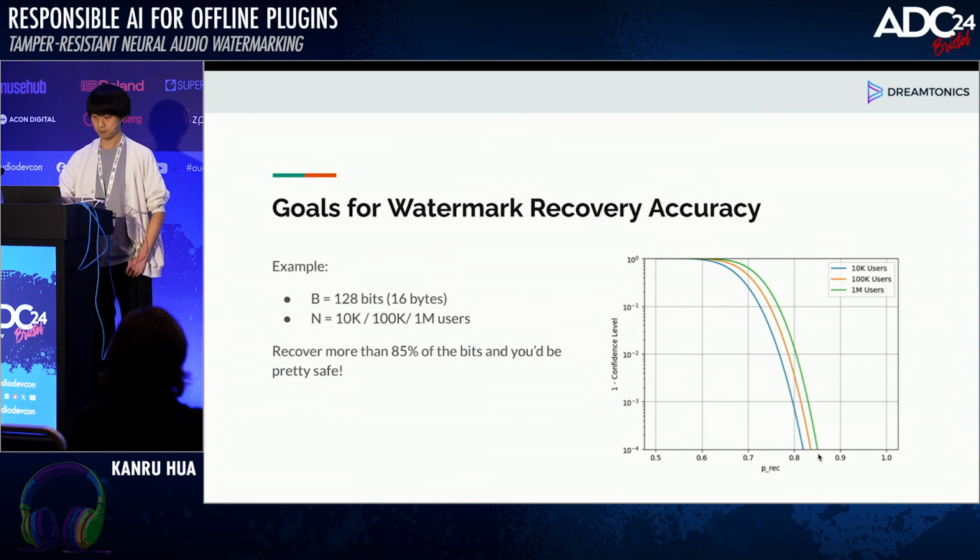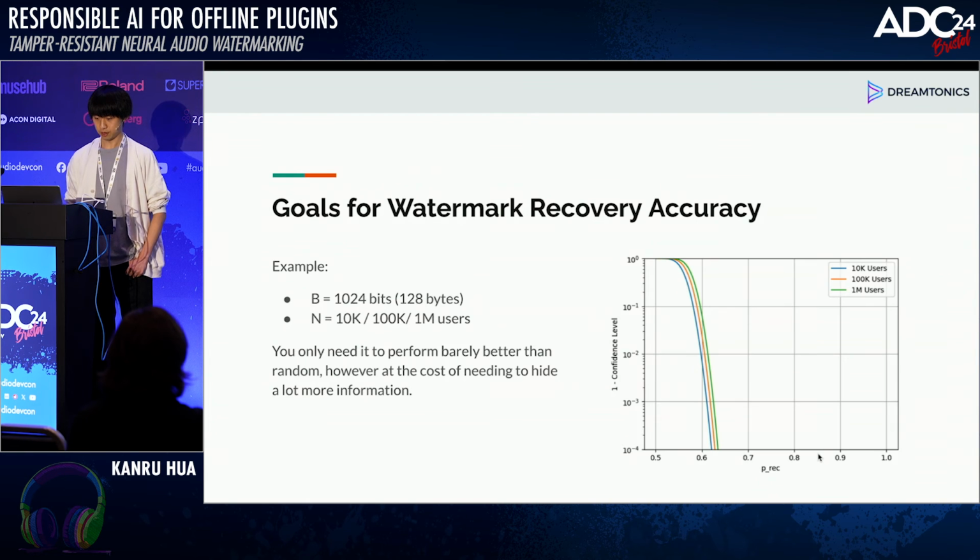But the takeaway is that for a watermark scheme with 128 bits, you can tolerate 15% inaccuracies. Now, a different case: when you have a lot of bits, like 1,000 bits in the watermark, your watermarking system only needs to perform barely better than random to be able to uniquely identify a malicious user.